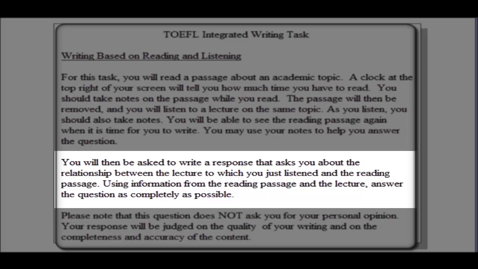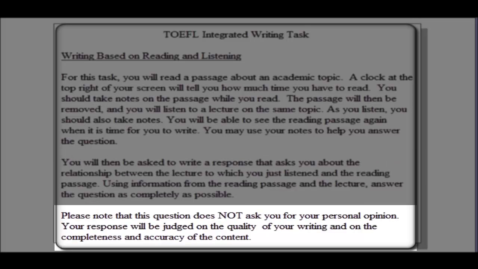You will then be asked to write a response that asks you about the relationship between the lecture to which you have just listened and the reading passage. Using information from the reading passage and the lecture, answer the question as completely as possible. Please note that this question does not ask you for your personal opinion. Your response will be judged on the quality of your writing and on the completeness and accuracy of the content.